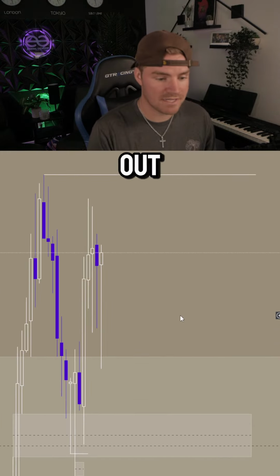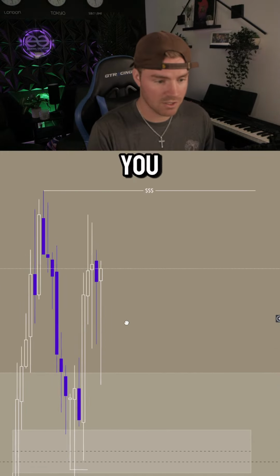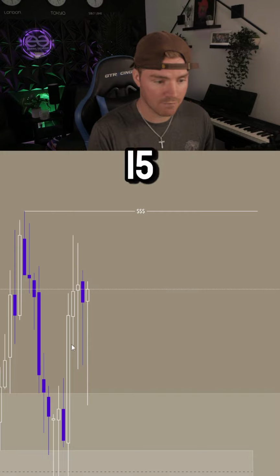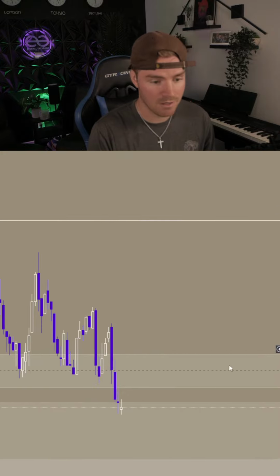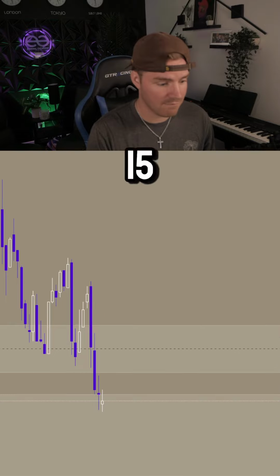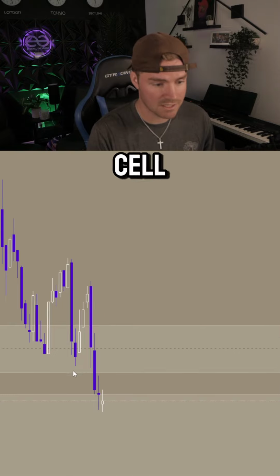So let's say you missed out on that first initial long position. You could have waited for this one. We created another 15-minute bullish fair value gap right here. And then if we go down to the 1 minute time frame, we're going to see that price came back down into that 15-minute and it cleared all of this sell side liquidity.